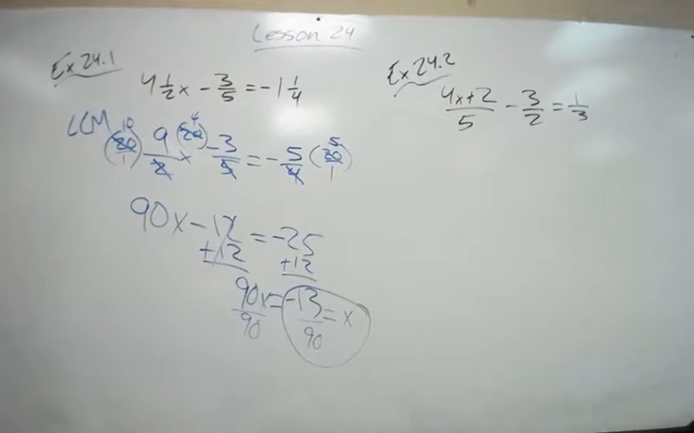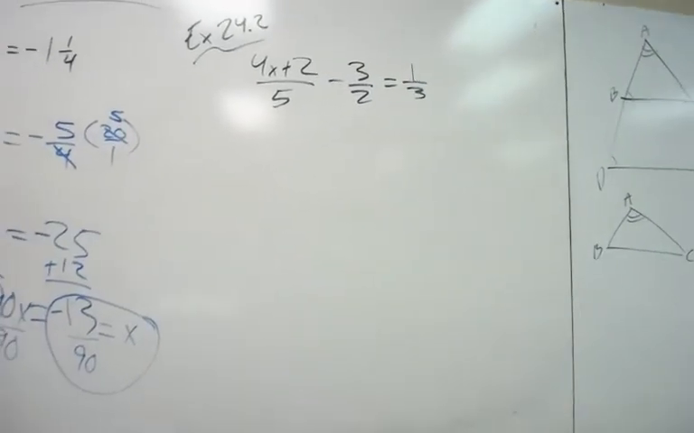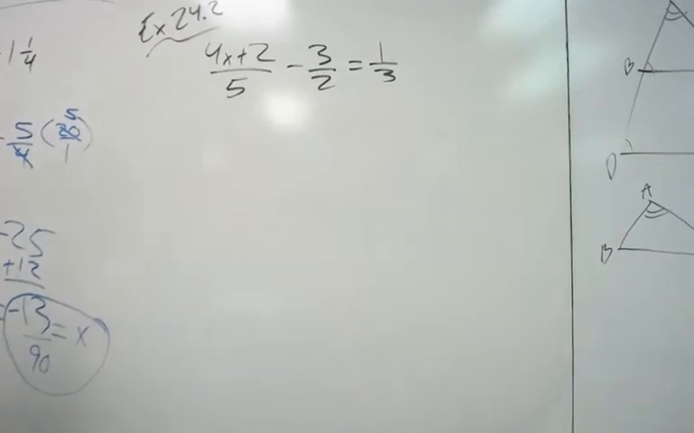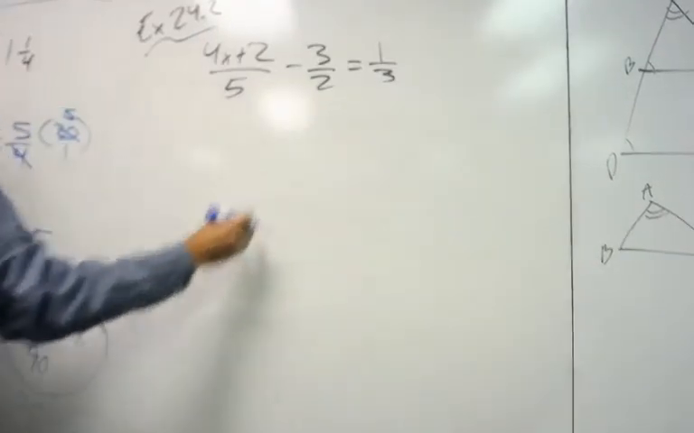Let's look at one more. This one has no mixed fractions. They're already improper. 4x plus 2 over 5 looks weird, but it's still actually an improper fraction. We can't do anything with that. So what we want to do is find our least common multiple. What is our least common multiple between 5, 2, and 3?